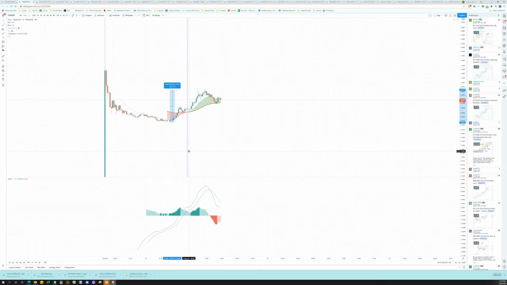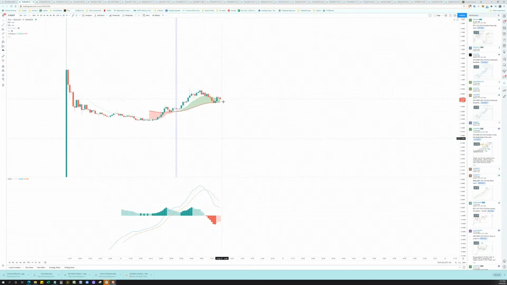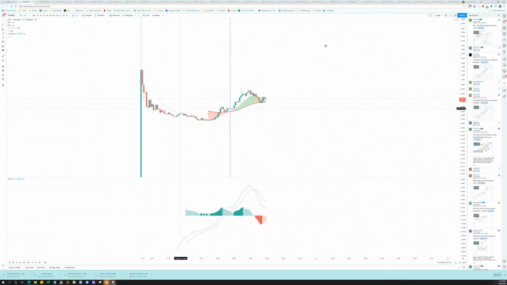So we're looking at the 5 to 15 minute. It's something to keep your eye on. Let's see how this works out, see if it gives us more clues. But this is TLM.